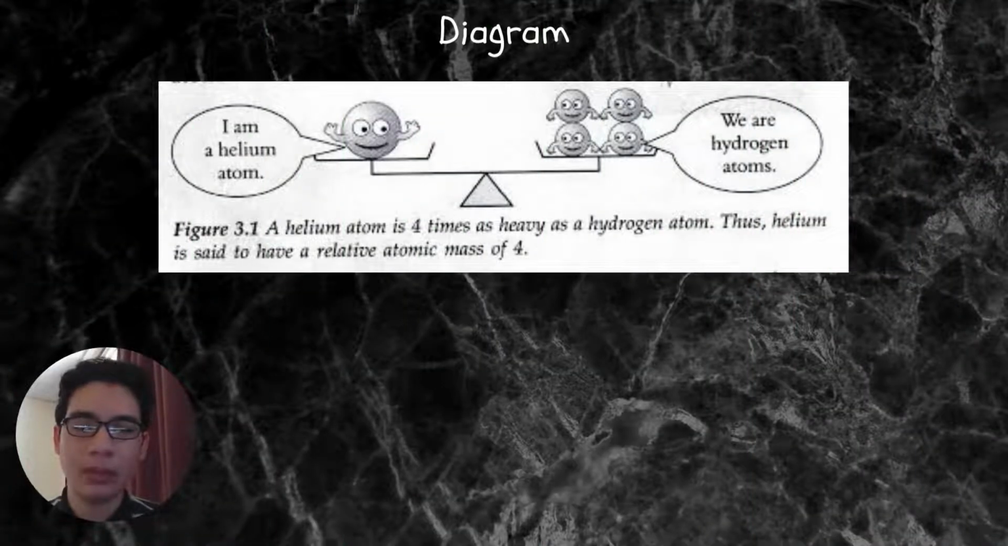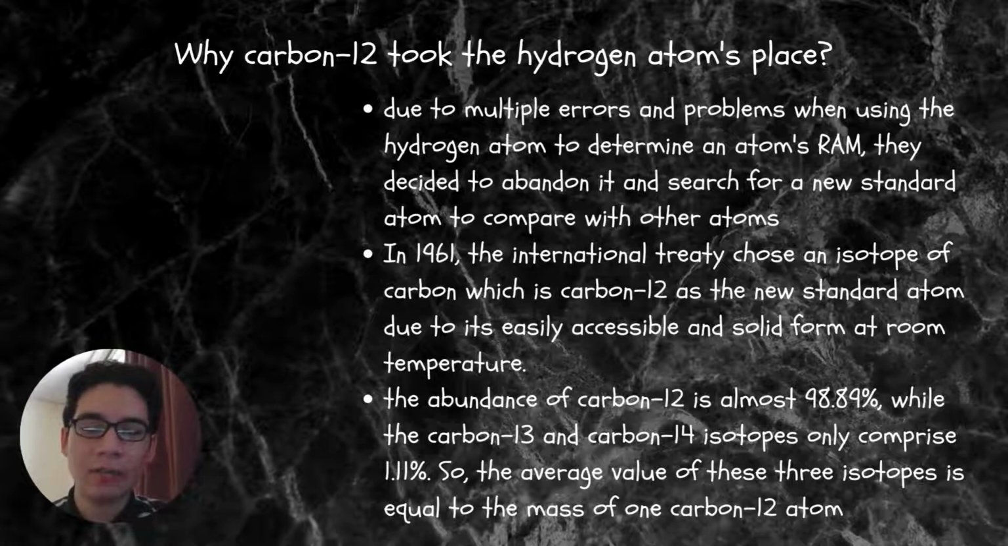So here is the diagram of how this comparison of relative atomic mass works, using the hydrogen atom as the standard atom. Here's the diagram that I searched on the internet. You can pause this video and understand it. But the hydrogen atom was not at the peak. It has been replaced by carbon 12. Remember, carbon 12. Now we are going to go in depth into why carbon 12 is chosen as the reference element of comparison, why other atoms are compared with carbon 12 to determine the atomic mass.